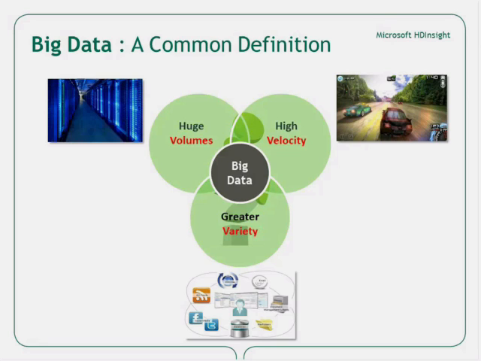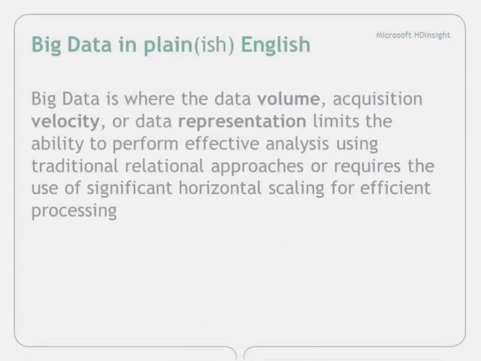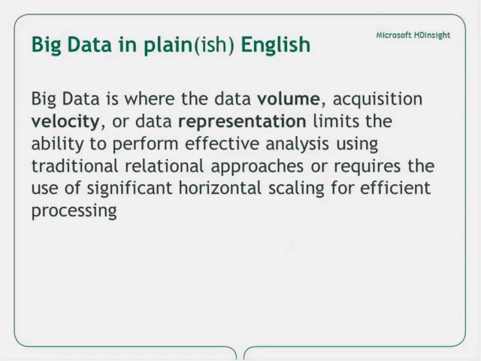Velocity is referring to the speed of data generation. For example, machine data, data from scientific experiments, and social media data. And when we talk about variety, we're not just talking about traditional structured data, but also multi-structured data such as XML documents, JSON documents, audio, video, and images. In addition, we'd like to add a 4th V into the mix here, value. And so what do we mean by value?